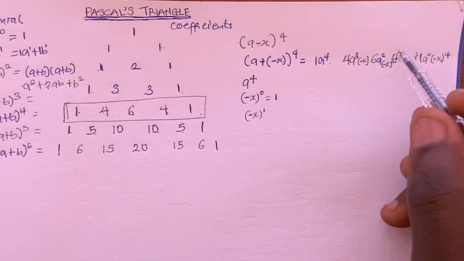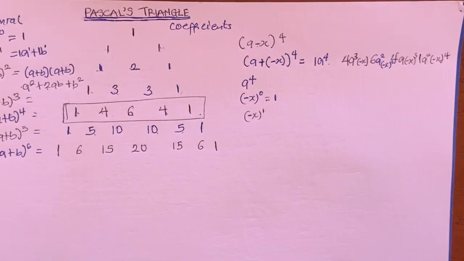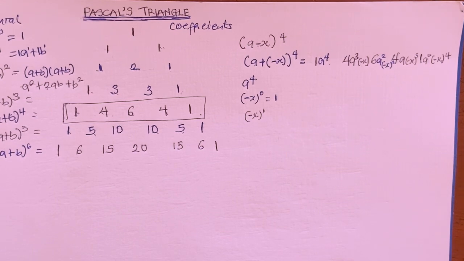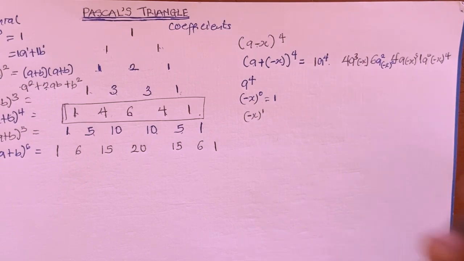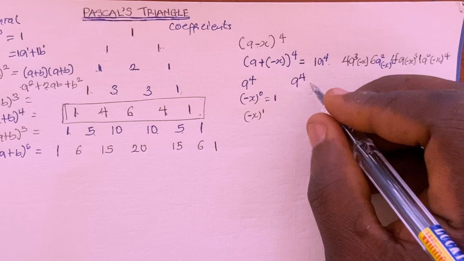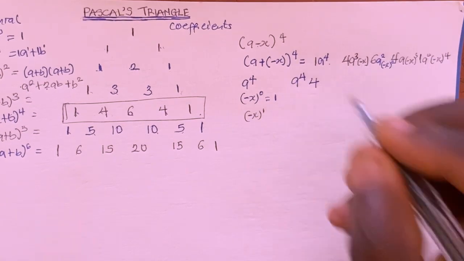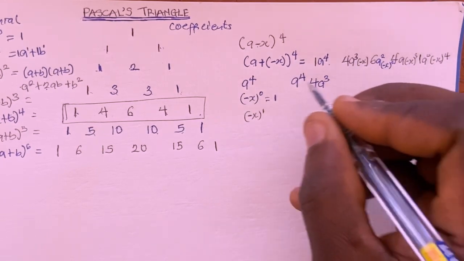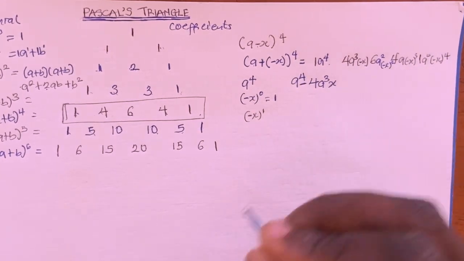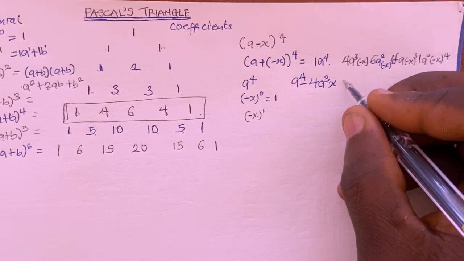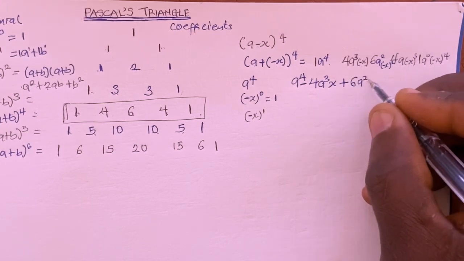If you take a look at this very well, as the power of a increases, the power of minus x decreases. As the power of a decreases, the power of minus x increases. Exactly. So if I simplify this expression further, I'm going to have a raised to the power of 4. Then 4 times a raised to the power of 3, and minus x here means this is going to be minus 4a cubed x. Then minus x squared is going to be plus x squared, so I'm going to have plus 6a squared x squared.